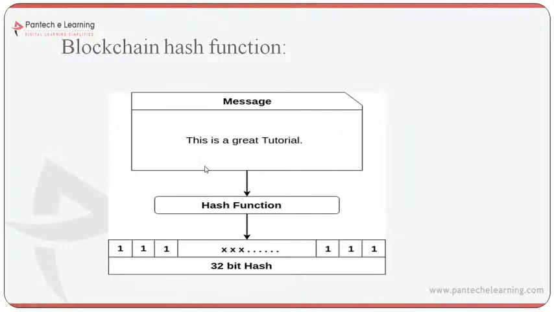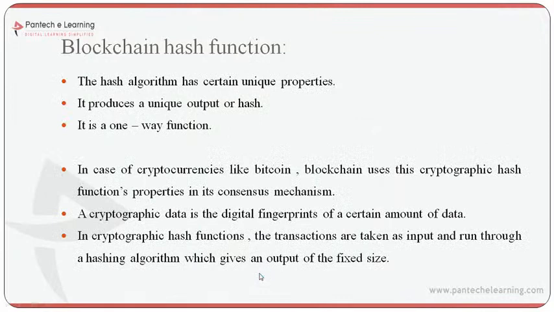The variable length sequence, the message I am taking. After employing hash functions, it is protected cryptographically and converted into a fixed length sequence. Every hash algorithm has some unique properties. It takes a variable length sequence and produces a unique fixed output, or a hash. So it is a one-way function.